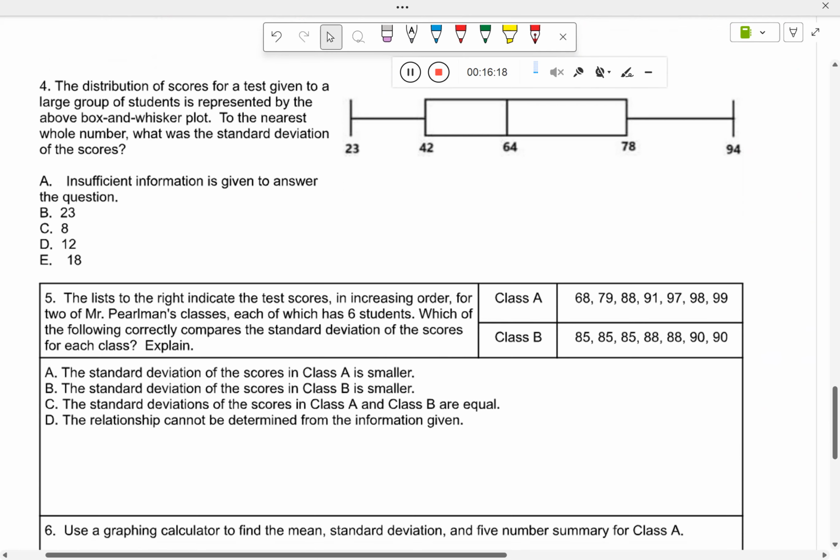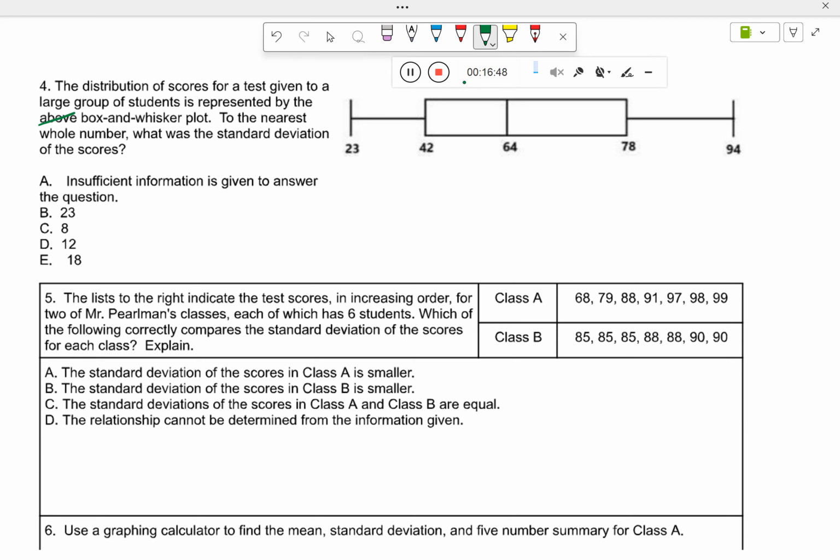Now we're going to take a look at a box and whisker plot, which is another representation of data that you're likely to see on the SATs and you could run into in everyday life, either in advertising or medical literature. So we'll take a look at this box and whisker plot to the right. It says the distribution of scores for a test given to a large group of students is represented by the, it says above, but it should say to the right, box and whisker plot. To the nearest whole number, we're asked what was the standard deviation of the scores.